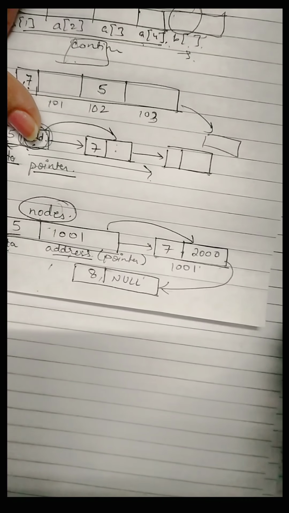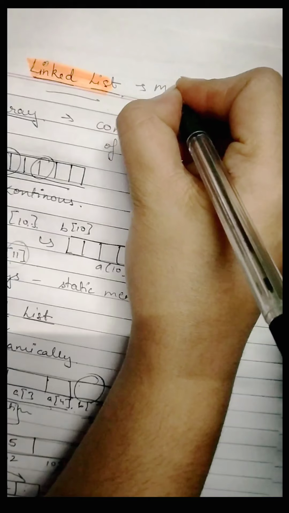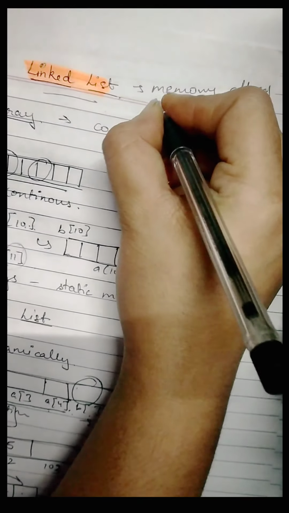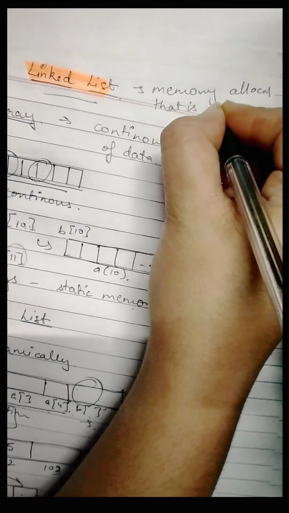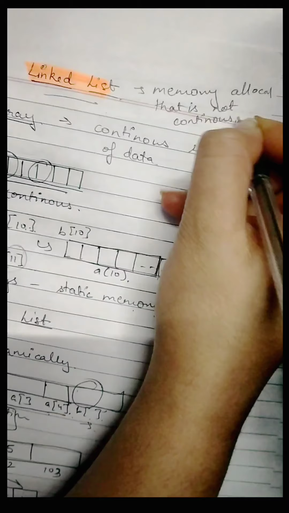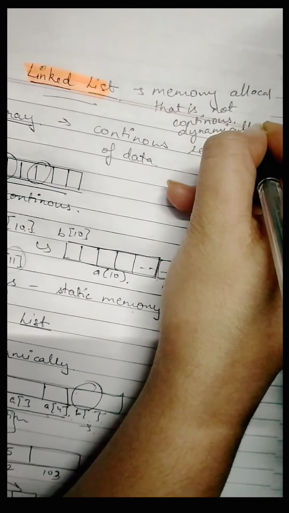So for now, you should be clear with the following points of the linked list. What is a linked list? It is a memory allocation method that is not continuous. So memory is allocated dynamically. Randomly it is done. We do not have a defined memory space. So the first word, dynamically, should be clear to you.